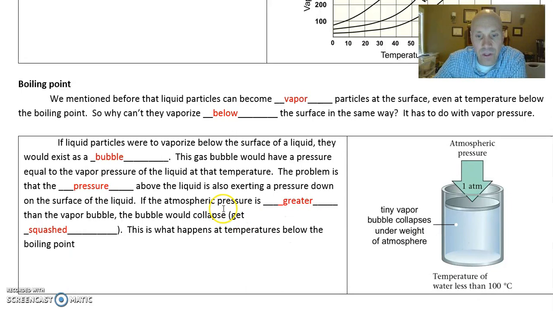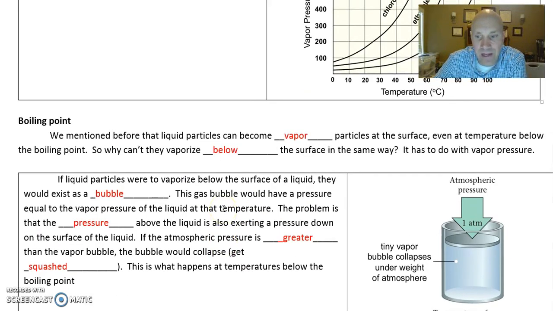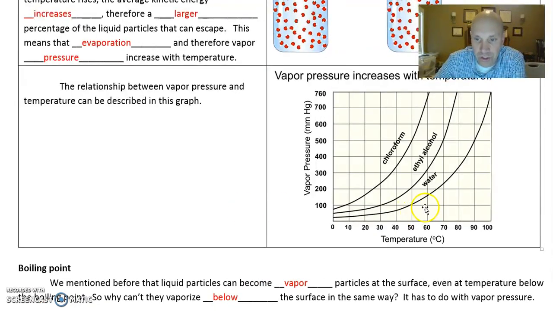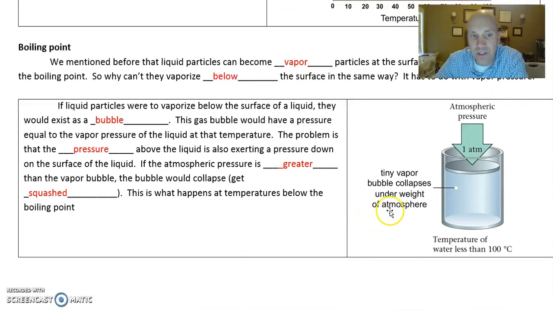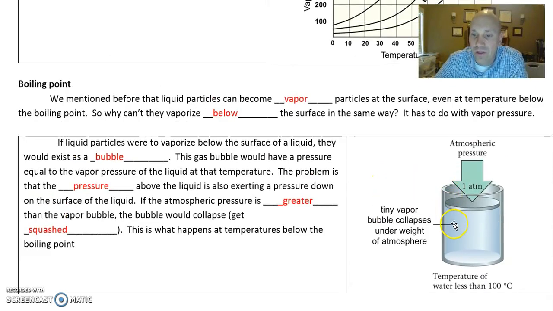All right. So let's pretend that we've got regular water at room temperature. Regular water at room temperature is only going to have a vapor pressure of about 40 or so millimeters of mercury. So let's pretend there's a vapor bubble that's trying to form below the surface. The only amount of pressure that it could create is 40 millimeters of mercury. So why don't we see that vapor bubble in regular water?